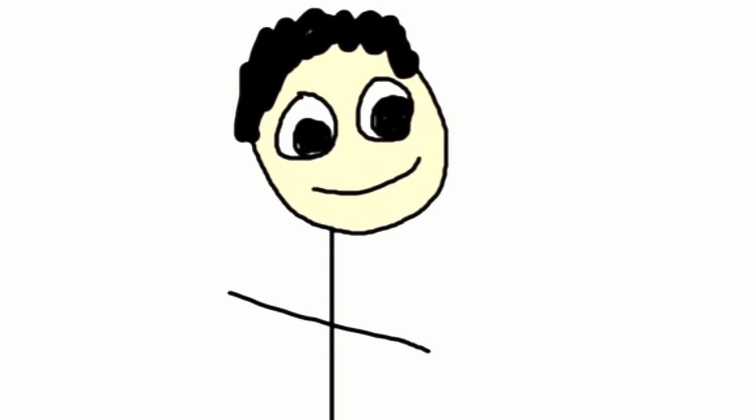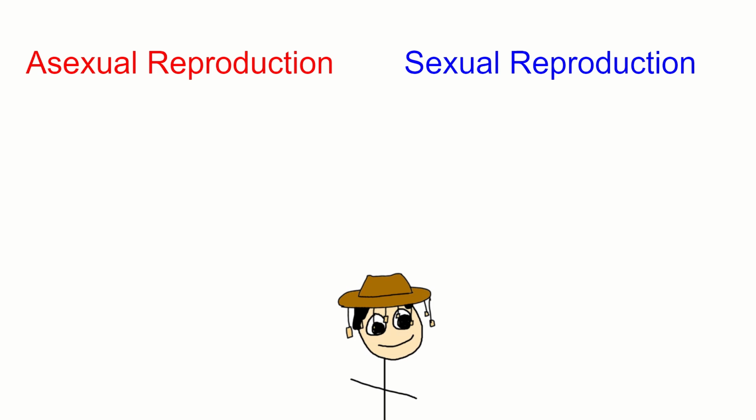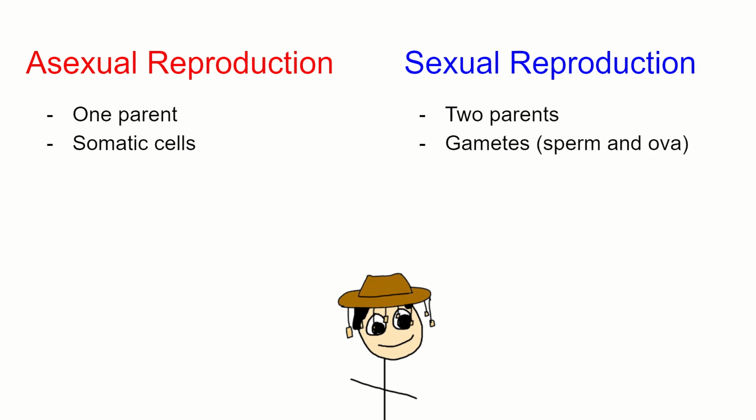So, as a summary, there are two types of reproduction: asexual reproduction and sexual reproduction. Asexual reproduction needs only one parent, while sexual reproduction requires two. The cells involved in asexual reproduction are somatic cells, and sexual reproduction uses gametes, specifically sperm and ovum, male and female respectively. The cell division that occurs in asexual reproduction is mitosis, where a cell splits into an identical pair.